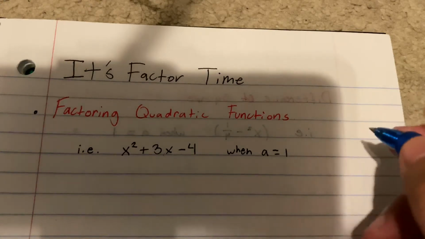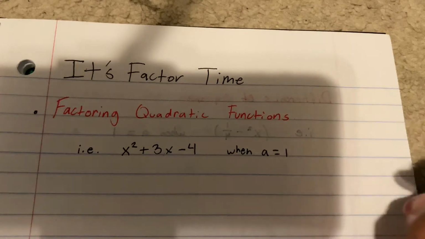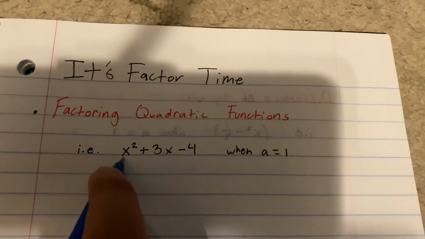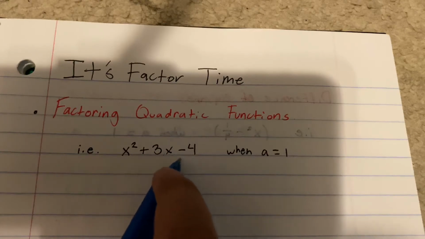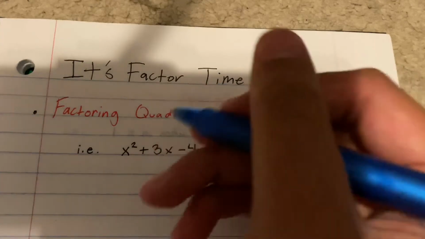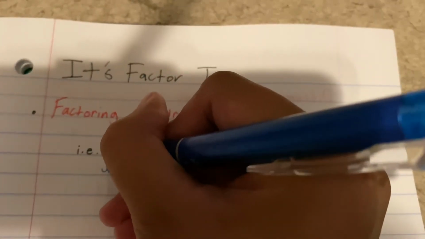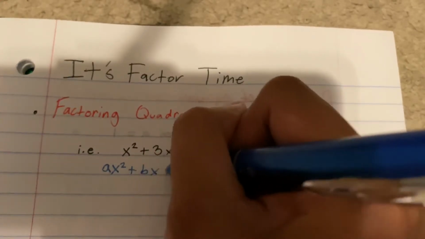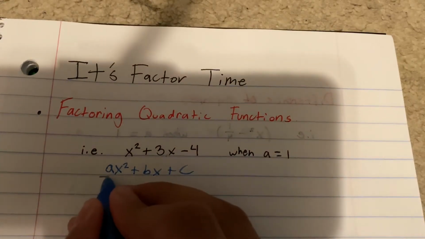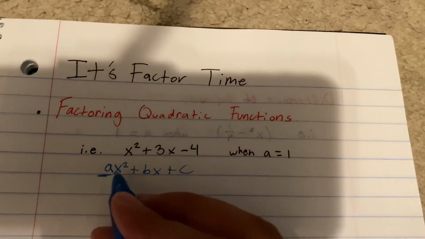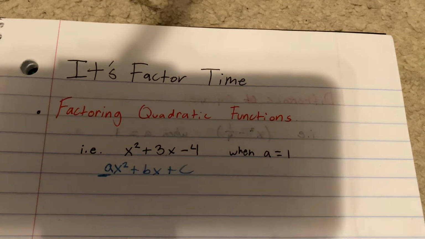Let's start with something pretty easy, but it's okay if you don't remember it. Let's try to factor x squared plus 3x minus 4 when a is equal to 1. What I mean by that is, do you remember ax squared plus bx plus c? A is the leading coefficient, meaning the coefficient with the highest degree, which is 2 in a quadratic function.